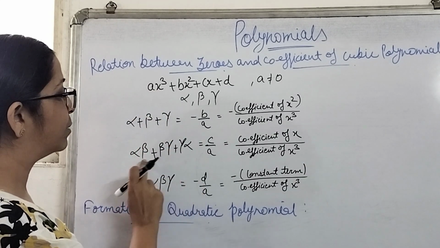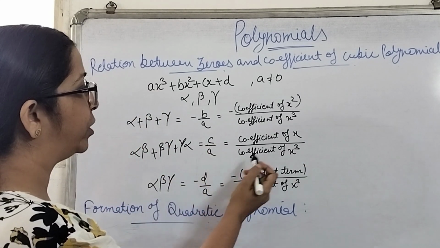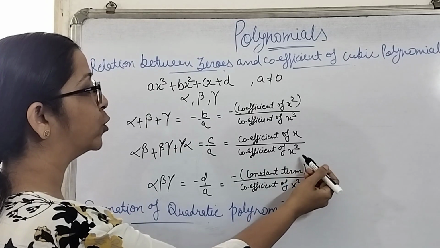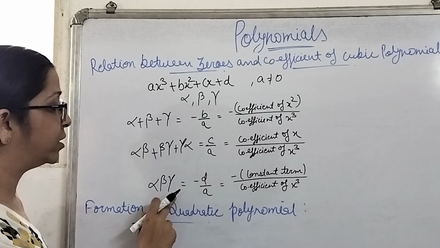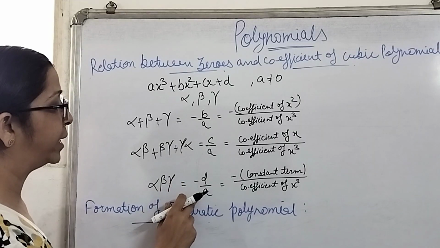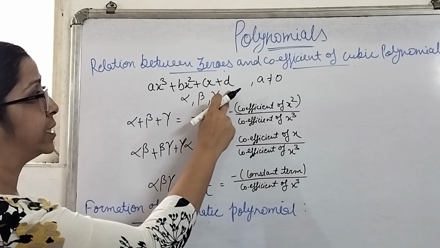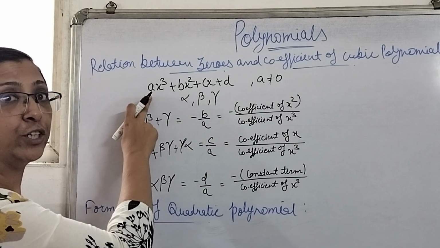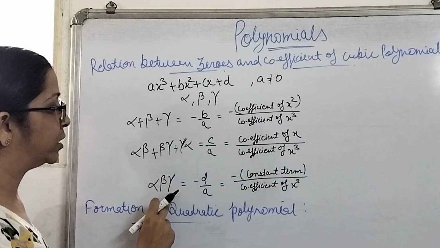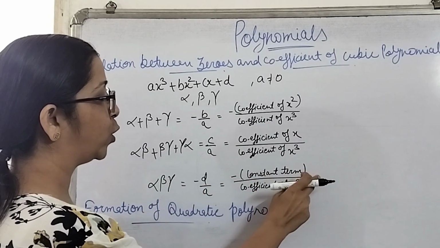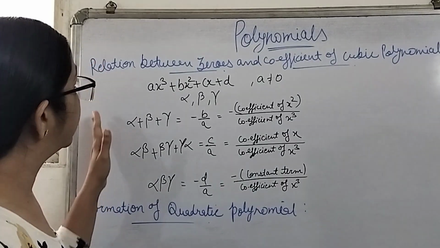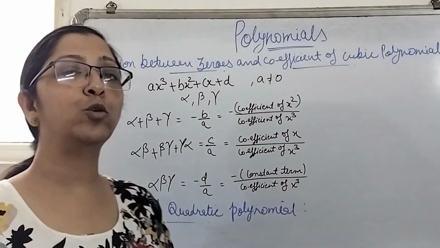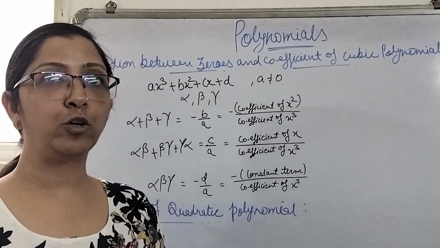That means the sum of all these three will be equivalent to coefficient of x over coefficient of x cube. Now the product of all the three zeros will be minus d by a. D is the constant term and a is the coefficient of x cube. That means product of all the three zeros will be minus of constant term divided by coefficient of x cube. This is the relation between zeros and coefficient of a cubic polynomial.